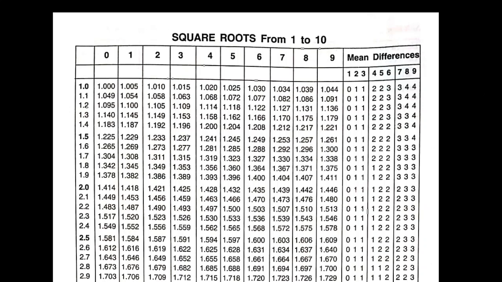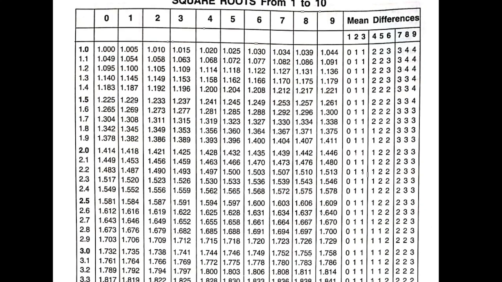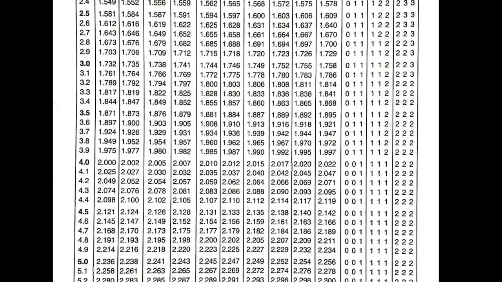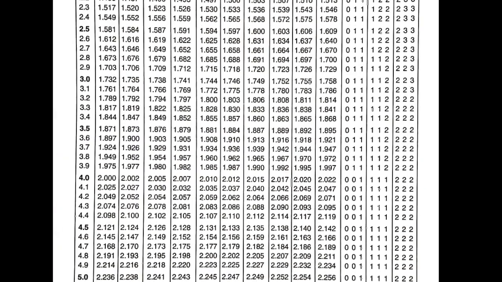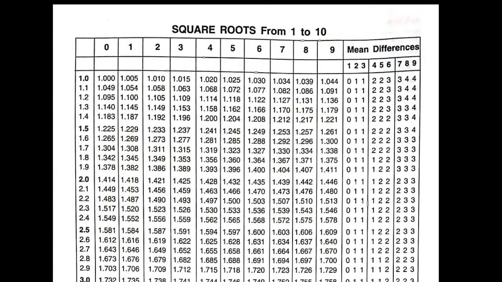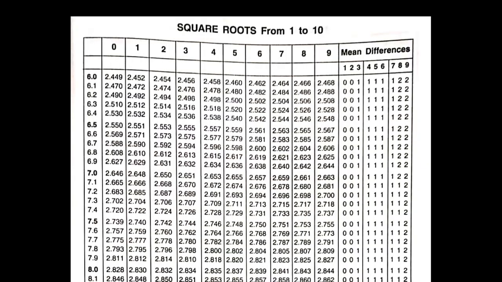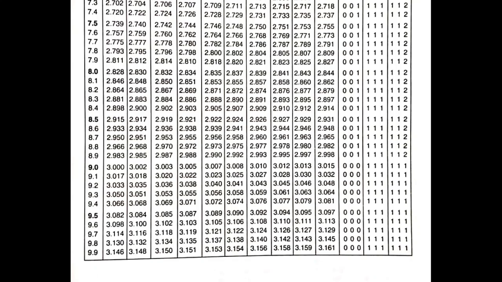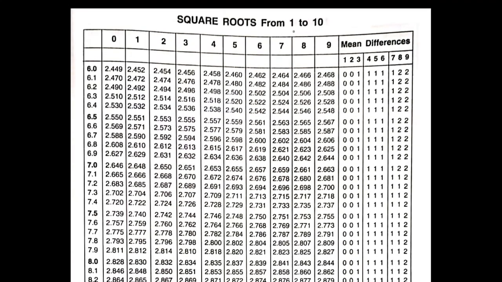The first two pages are basically square roots from 1 to 10. Here on the screen, as you can see, is the first page. It has the square roots going from 1, 1.2, 1.3, moving till 5.9 on the first page. This is the second page, which goes from 6 till 9.9, I believe. So the first two pages are square roots from 1 to 10.